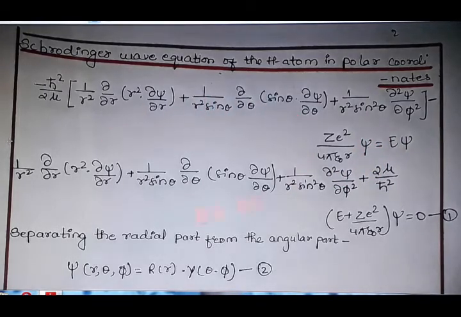Reducing this equation, we get 1 divided by r square partial derivative with respect to r of r square into partial derivative of psi with respect to r, plus 1 divided by r square sine theta into partial derivative with respect to theta of sine theta into partial derivative of psi with respect to theta, plus 1 divided by r square sine square theta into second partial derivative of psi with respect to phi square, plus 2 mu divided by h bar square into E plus Ze square divided by 4 pi epsilon naught r, into psi equals 0. This becomes equation number 1.